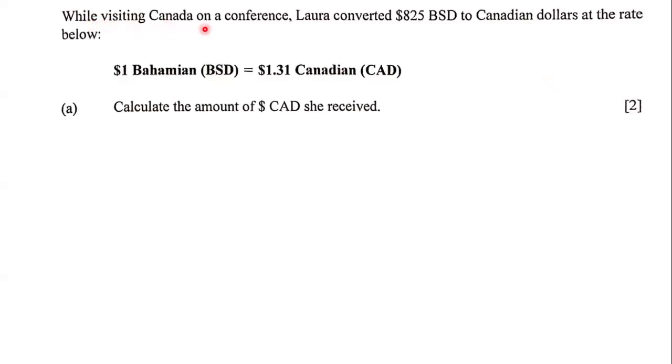While visiting Canada on a conference, Laura converted 825 BSD to Canadian dollars at the rate below. 1 Bahamian BSD is equal to $1.31 Canadian CAD. Calculate the amount of CAD she received. So we have to take 825 Bahamian dollars and convert it into Canadian dollars, with the understanding that 1 Bahamian dollar is equal to $1.31 in Canadian dollars.